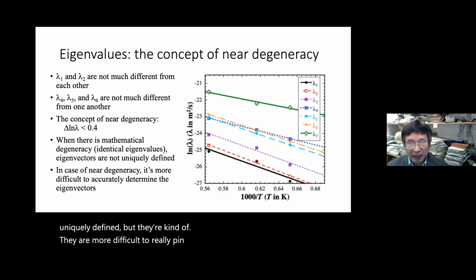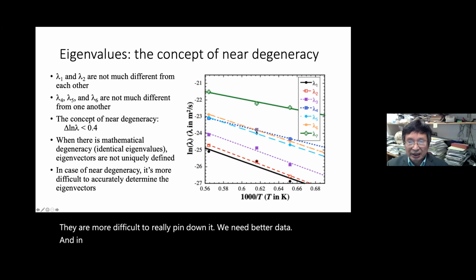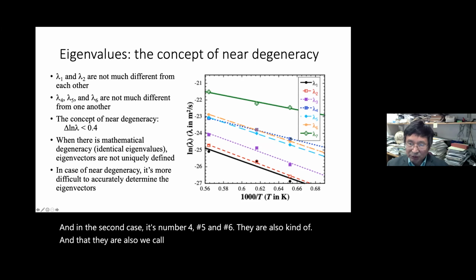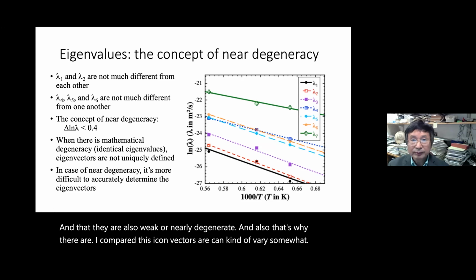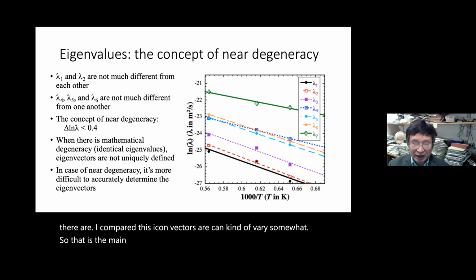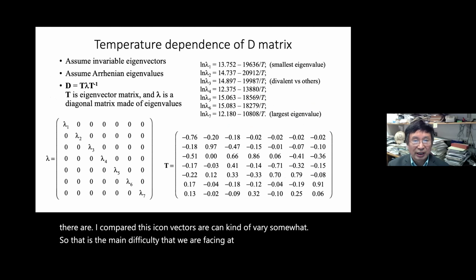You need better data. And in the second case, it's lambda 4, lambda 5, and lambda 6. They are also kind of similar, and we call them nearly degenerate. And of course, that's why these eigenvectors can vary somewhat. So that is the main difficulty that we are facing at the moment, which we're trying to overcome in future work.